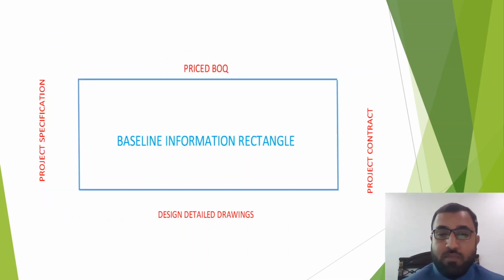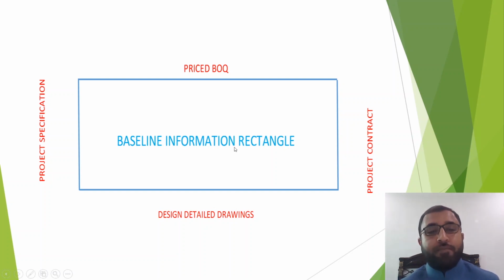So this is the baseline information rectangle: priced BOQ, detailed design drawings, project contract and project specification. All these things you need in your hand before starting any baseline.